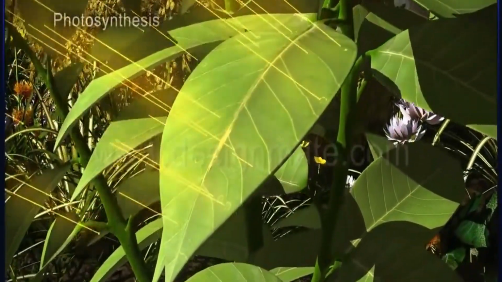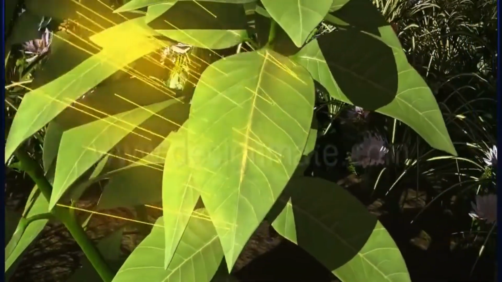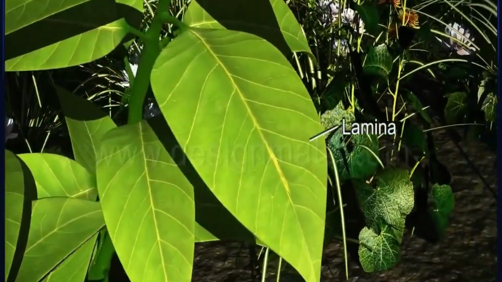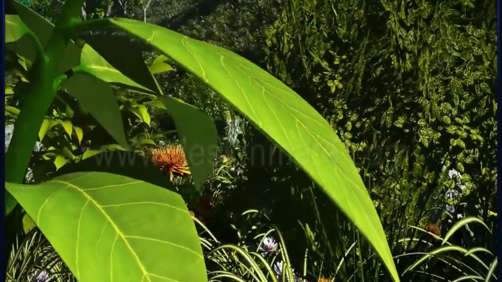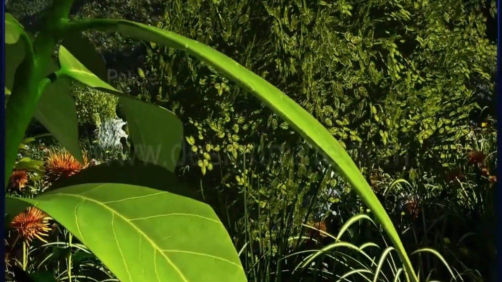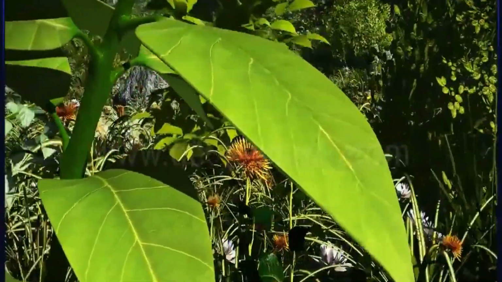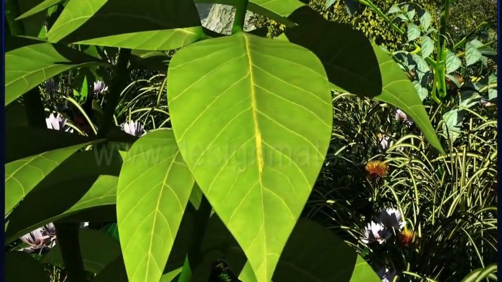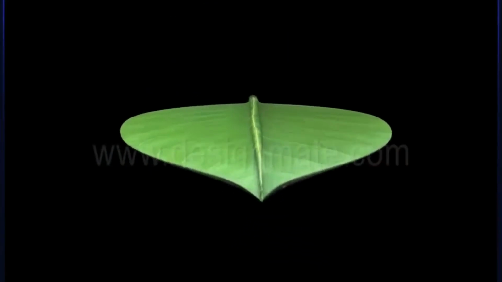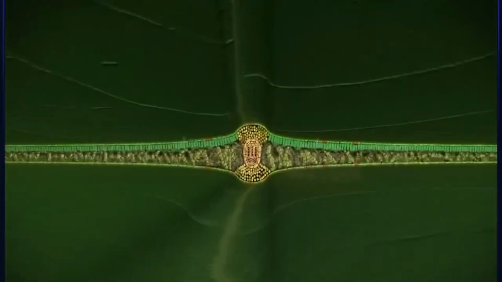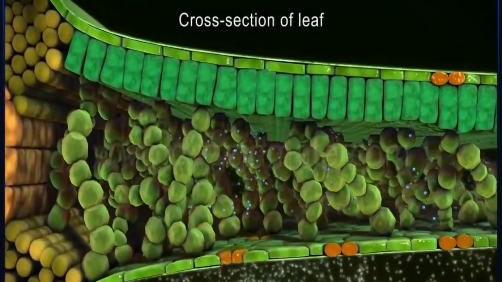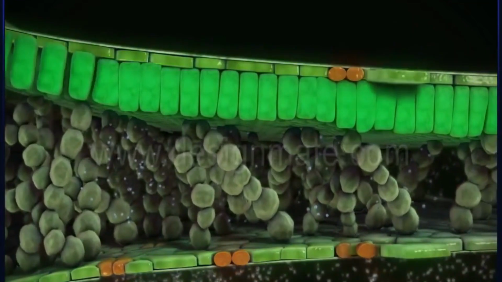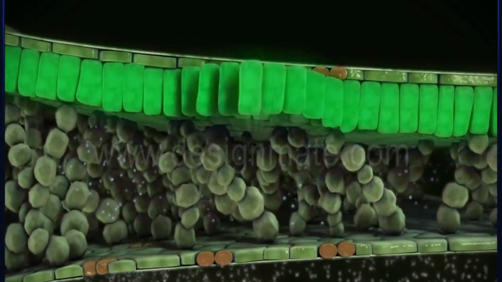A leaf is a very important part of the plant. Photosynthesis, the ultimate provider of food and oxygen, occurs in the leaf. A leaf consists of a flat, thin lamina which is joined to the stem by a petiole. The flattened lamina provides a large surface area for the trapping of sunlight. A cross-section of the leaf shows the upper and the lower layer of cells, which are flat and irregular. Below the upper layer is the layer of tightly packed cells.